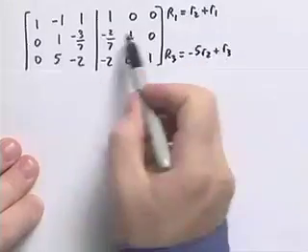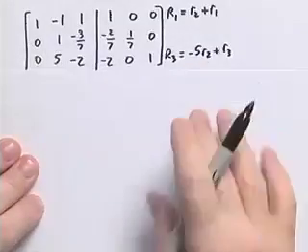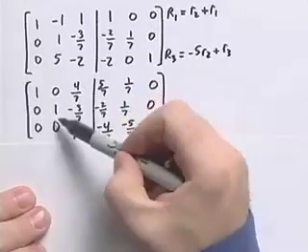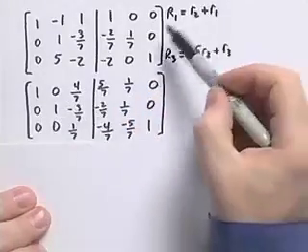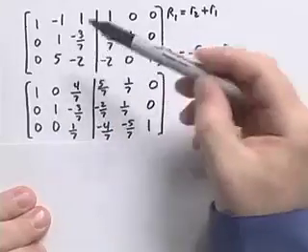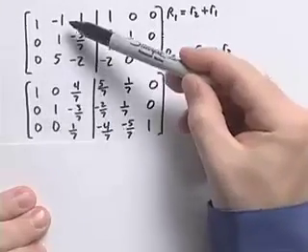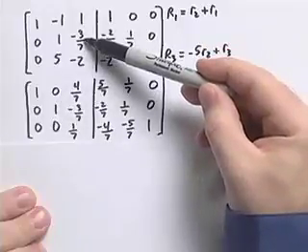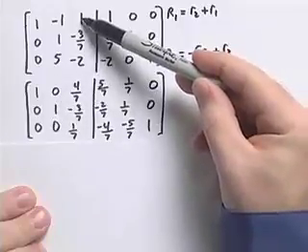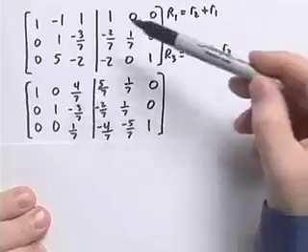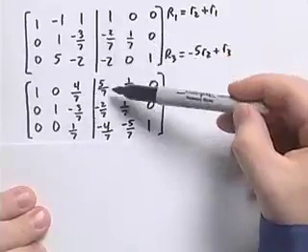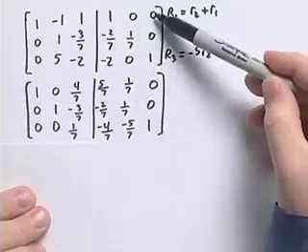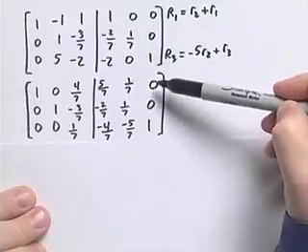We're not changing our second row, so we're going to be able to just rewrite that. We'll get this result. Notice our second row is the same. Our first row we get by adding the first and second. 1 plus 0 is 1. -1 plus 1 is 0. 1 plus -3/7. Remember, 1 is 7/7. So we end up with 4/7. 1 plus -2/7 is 5/7. 0 plus 1/7 is 1/7. And 0 plus 0 is 0.